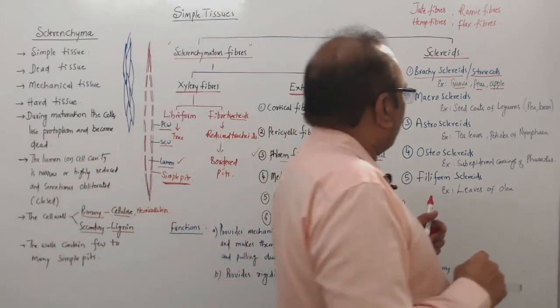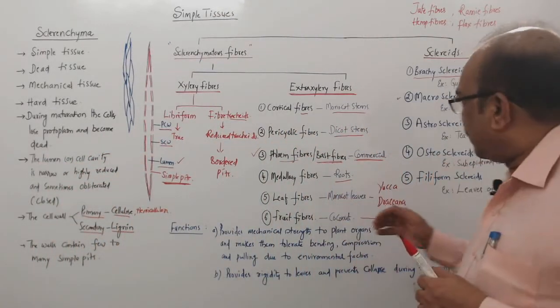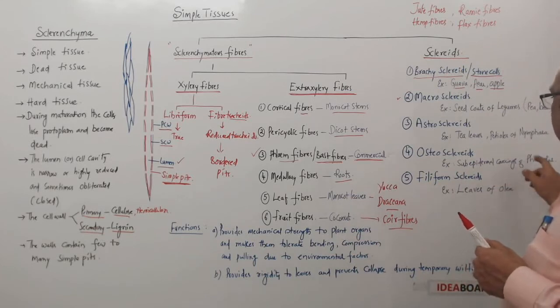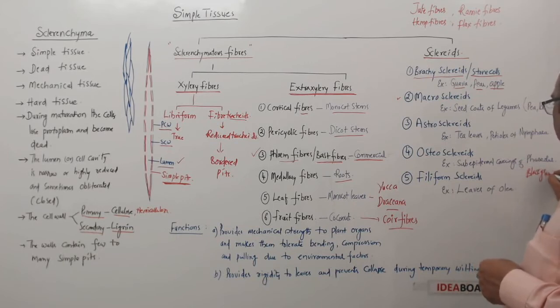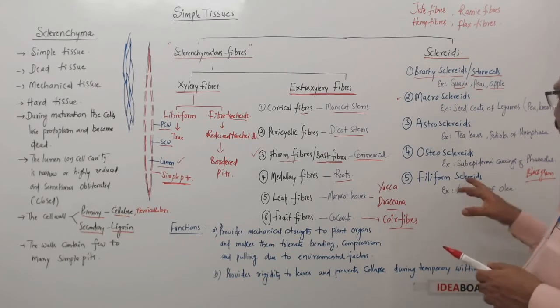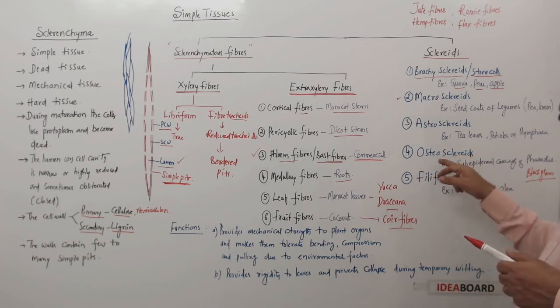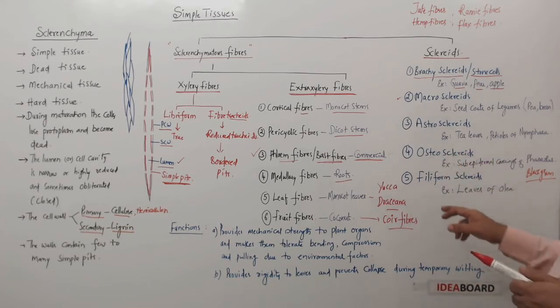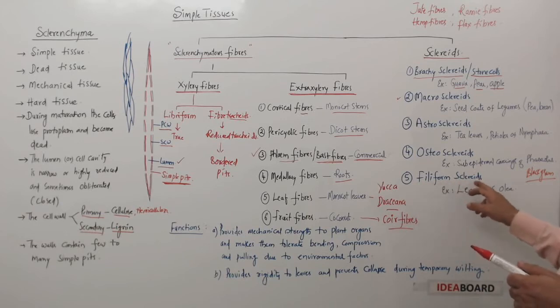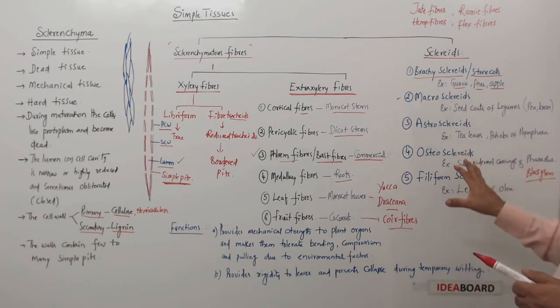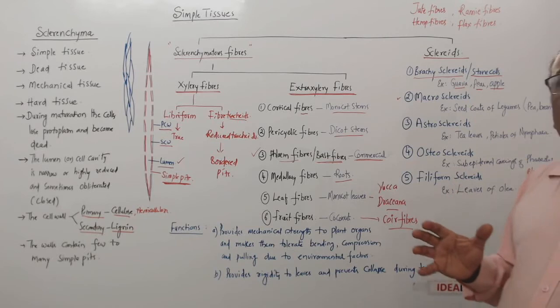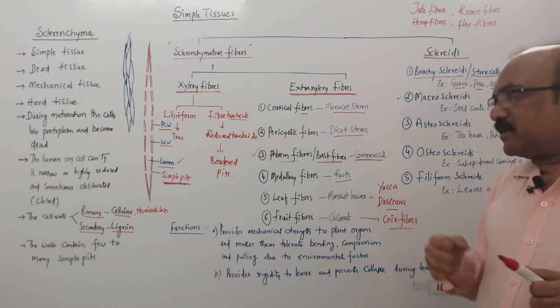And now let us see the other one in the subepidermal coverings of Phaseolus, that is black gram or moong dal. In that you will find osteosclereids, which are bone shaped sclereids. Bone shaped sclereids are called osteosclereids, and filiform sclereids. The filiform sclereids you will find in the leaves of Olea, that is the olive plant. So these are different types of sclereids, and wherever they are present, they provide some mechanical strength.